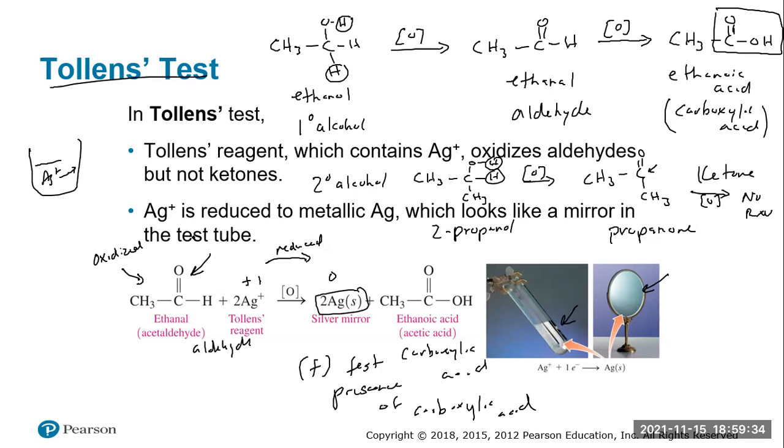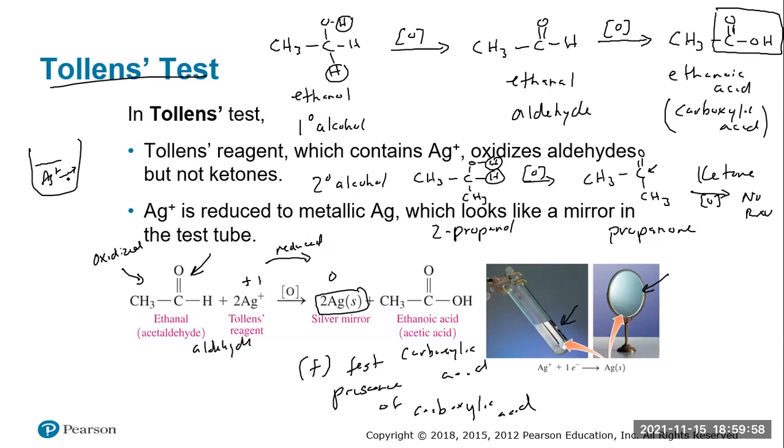Now, if we ran the same test on a ketone, nothing would happen. So it wouldn't go through oxidation. If you ran this test, it would stay the solution color. You wouldn't get this solid silver color, and that would be a negative test for the presence of carboxylic acid, which means you could probably assume that you started with a ketone rather than an aldehyde.